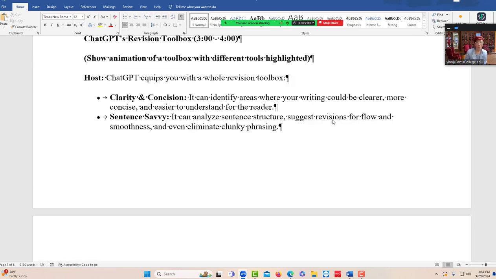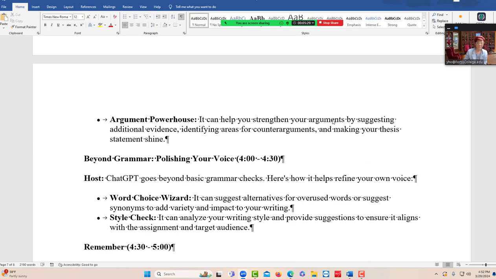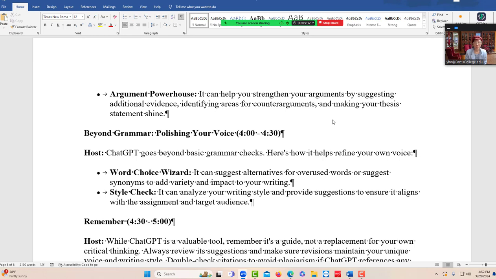ChatGPT equips you with a whole revision toolbox. Clarity and concision: it can identify areas where your writing could be clearer, more concise, and easier to understand for the reader. Sentence savvy: it can analyze sentence structure, suggest revisions for flow and smoothness, and even eliminate clunky phrasing. Argument powerhouse: it can help you strengthen your arguments by suggesting additional evidence, identifying areas for counter-arguments, and making your thesis statement shine.